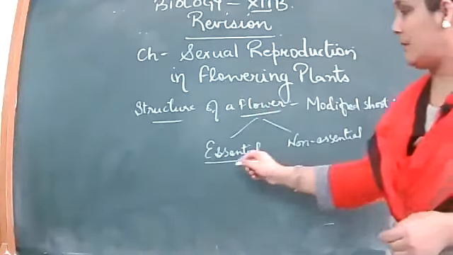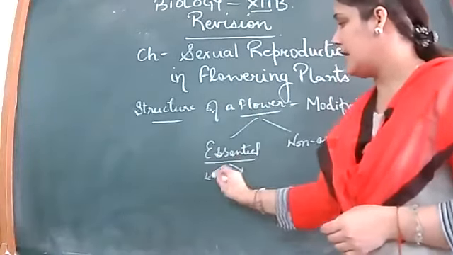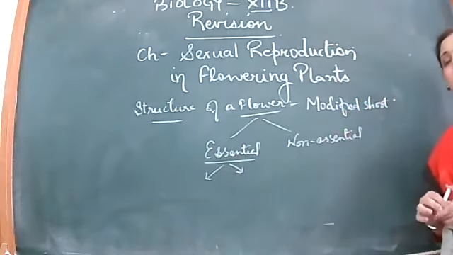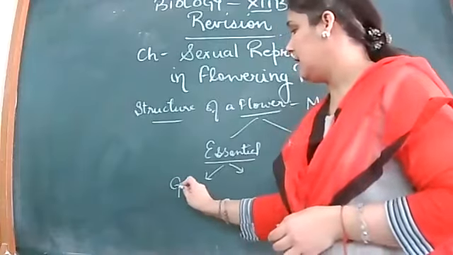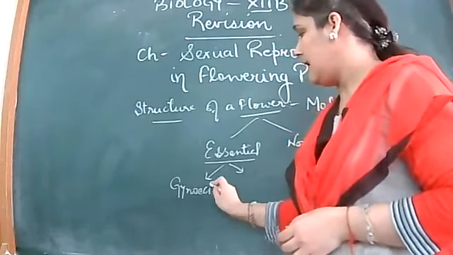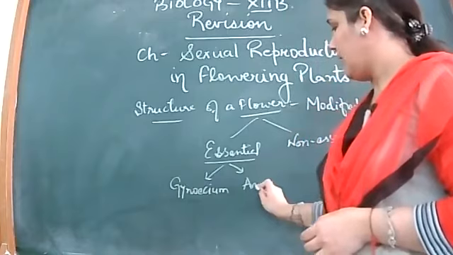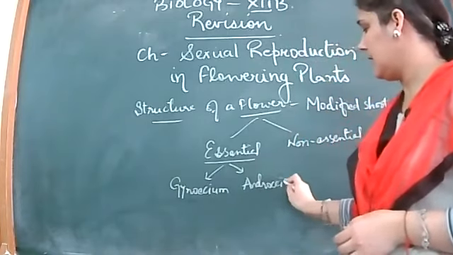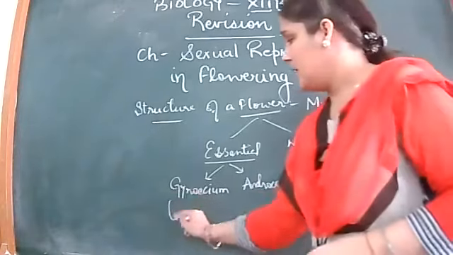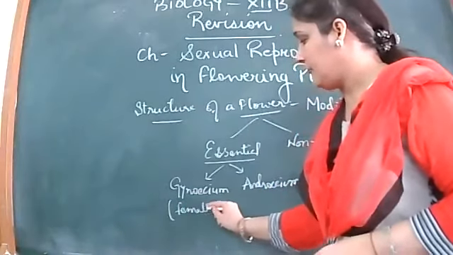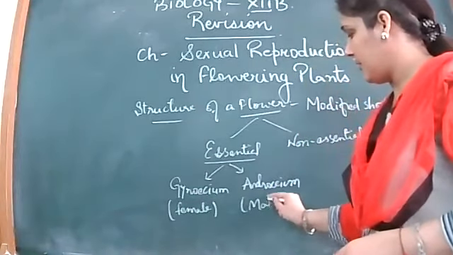So what are the essential parts of a flower? Those which are directly involved in the process of reproduction, right? They are gynoecium and androecium. What is the gynoecium? That is the female reproductive part. And what is androecium? That is the male reproductive part. So this is the female reproductive part of a flower, and this is the male reproductive part of a flower.